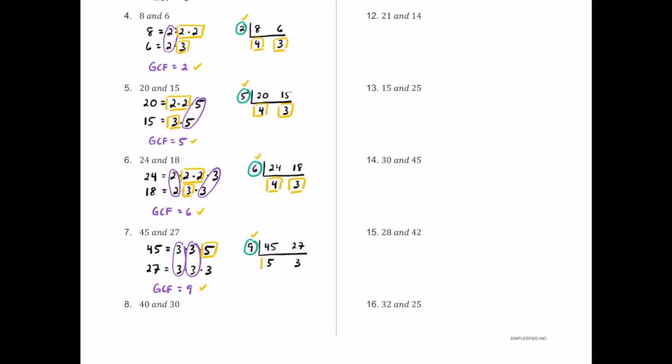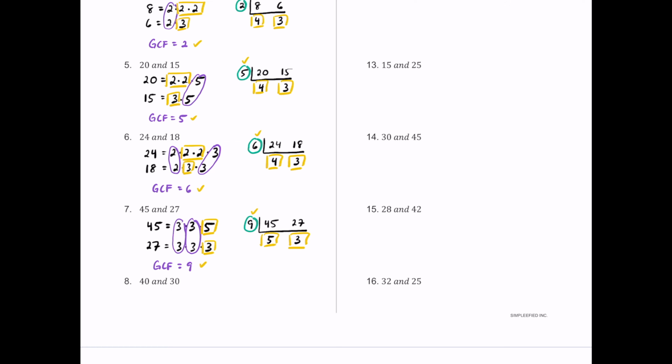This 5 and this 5 is good, and this 3 matches this 3, so everything checks out. For number 8, we have 40 and 30. Okay, so 40's prime factorization is going to be 2 times 2 times 2 times 5, and 30's prime factorization is going to be 2 times 3 times 5. Now you can see they both have a 2 in common, they both have a 5 in common, and I think that's it. So the GCF here is going to be 2 times 5, or rather we can say it's 10.